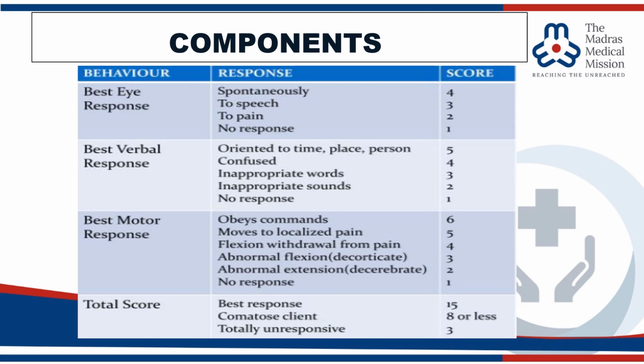So the total score of GCS will come between 3 and 15. If the patient is totally unresponsive, the score will be 3. If the patient is comatose, it will be 8 or less. And if the patient has a score of more than 8 up to 15, it indicates the best response. So this is the scoring system of a GCS scale.